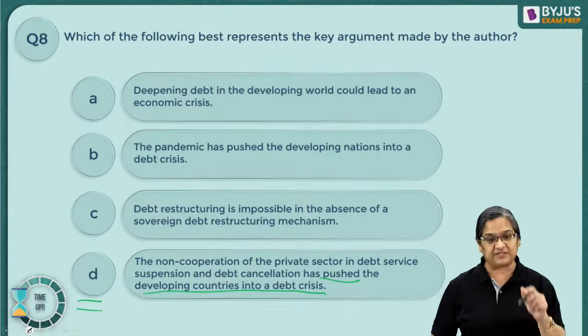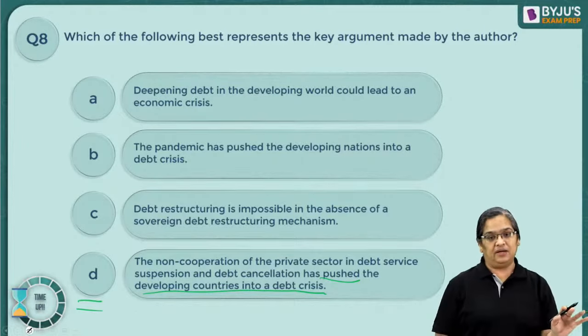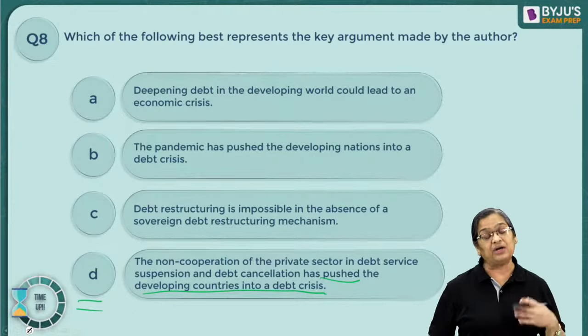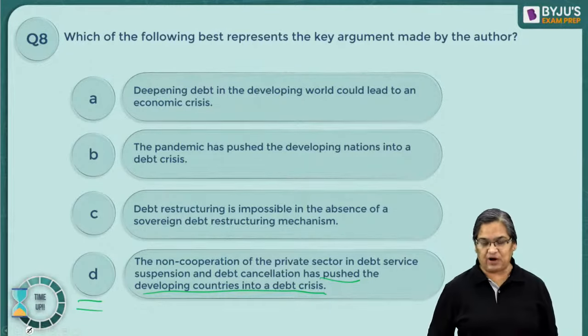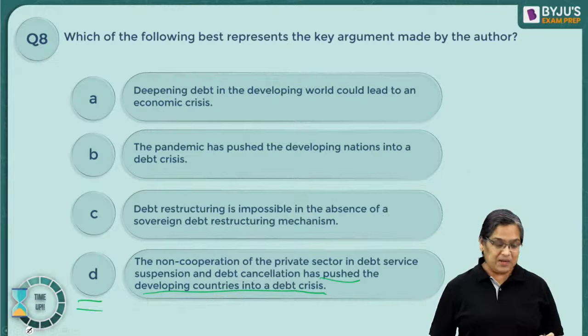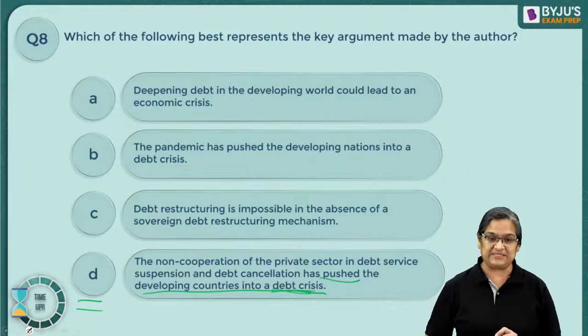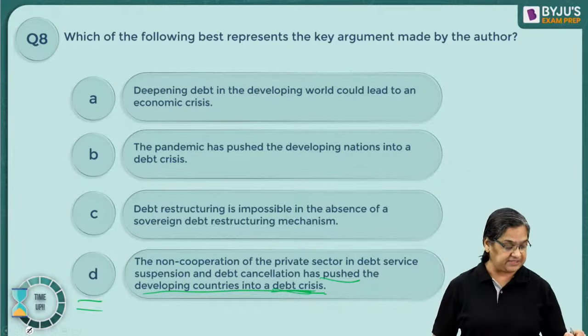This is one of the factors. The private sector is saying we will not allow you to cancel the debts. They're not agreeing to it. To some of the countries, Chad and some of the African countries, they said no. But that has not pushed them into a crisis. That is not helping them come out of the crisis. Can't be D.